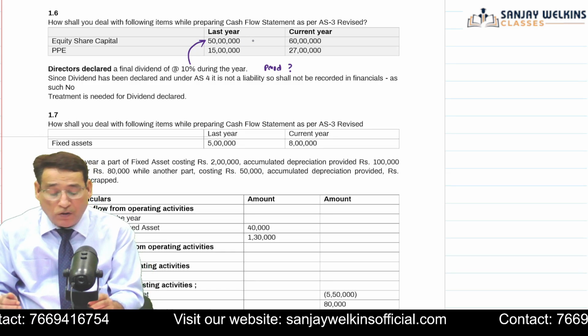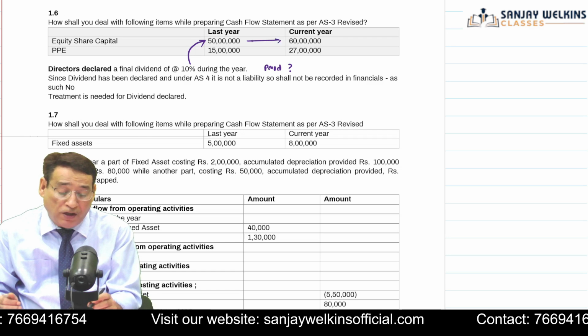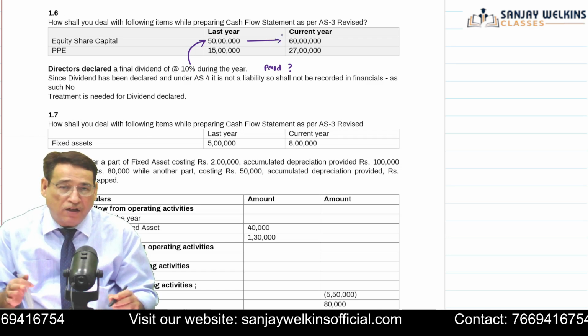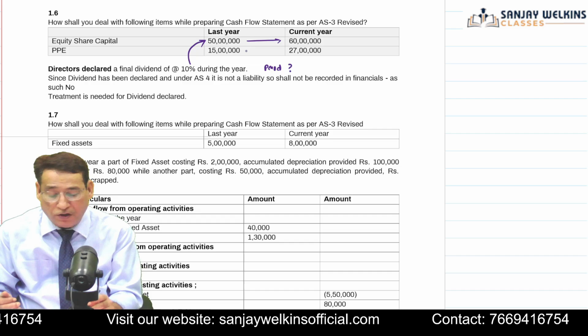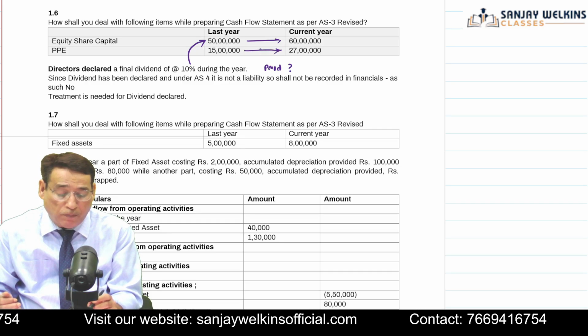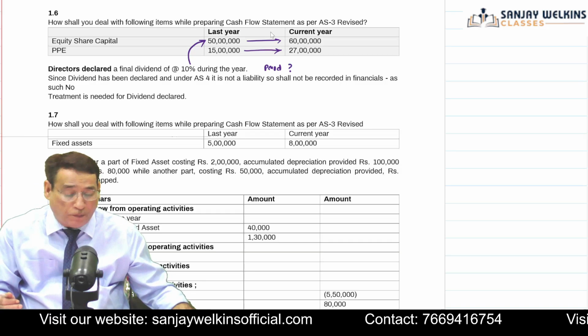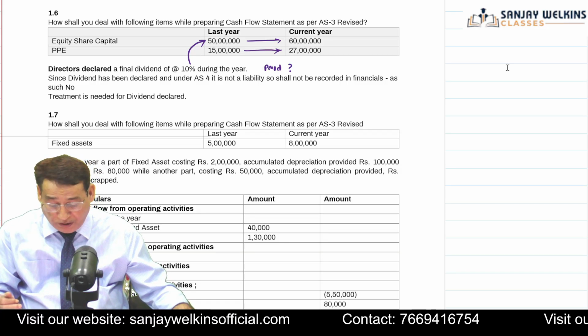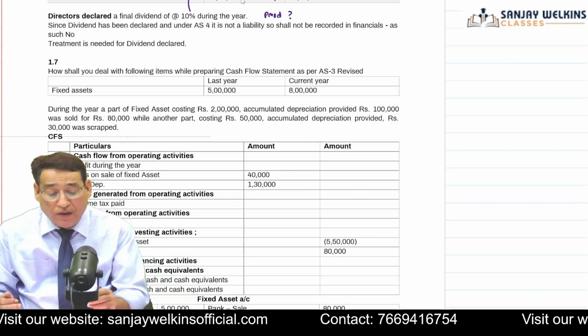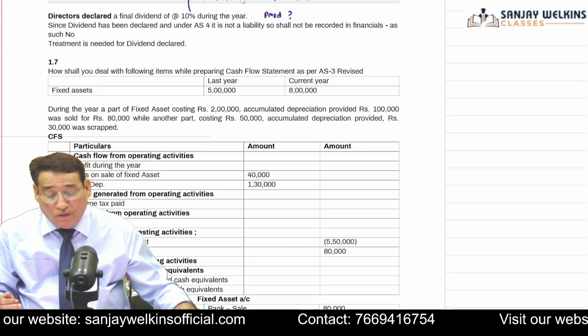So in this particular case, your equity share capital is going up from 50 lakh to 60 lakh. You can write it under your financing activity as issue of equity share capital. Property, plant and equipment is going from 15 lakh to 27 lakh. You can simply write purchase of property, plant and equipment, and no further treatment is needed. Is it clear to you? 1.7 now.